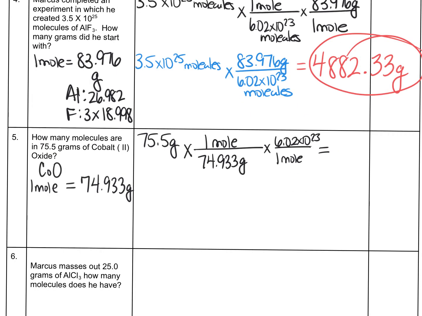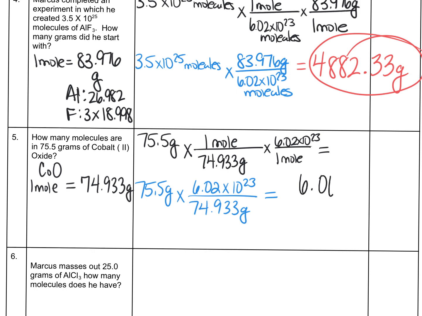The next problem, I am given grams and I need to find out how many molecules. So I'm going to start with my grams. I'm going to put my relationship that 1 mole is equal to the molar mass. Then I'm going to use my relationship that 1 mole is equal to 6.02 times 10 to the 23rd molecules. I do have in blue, it's set up as just one step. Either way, you should get an answer of 6.066 times 10 to the 23rd molecules.